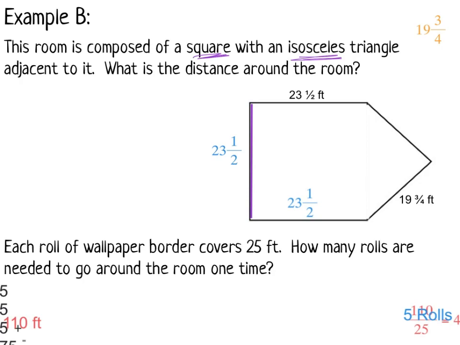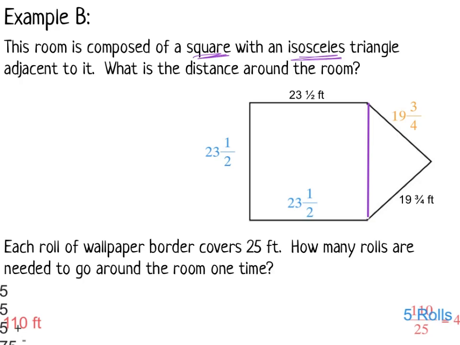Now, an isosceles triangle is a triangle where two sides are equal and one side is not. So the two sides that are equal are across from each other. So 19 3/4 feet is also going to be 19 3/4 feet. So the only thing I could use to help solve this problem was the information from the problem. So it's very important to read, because it told me that this shape was a square attached to an isosceles triangle. And knowing that, I was able to use that information to complete the rest of the problem.